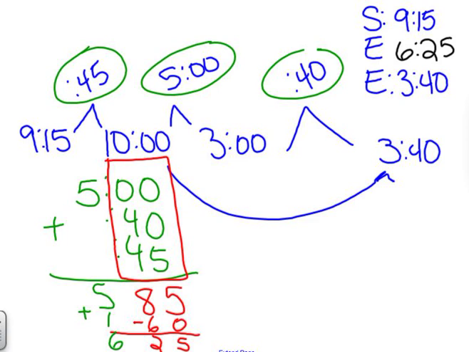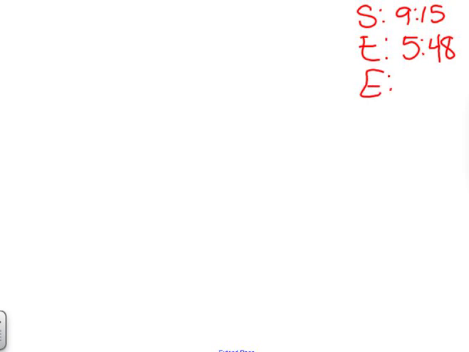Okay? Now if I do it a little bit differently, if I have a start time of 9 hours and 15 minutes, and I have an elapsed time of, let's say, 5 hours and 48 minutes, but I do not have the end time. What I'm going to do is start my timeline at 9:15. Since I don't know what my end time is, I'm going to have to count up 5 hours and 48 minutes. So let's start at 9:15.